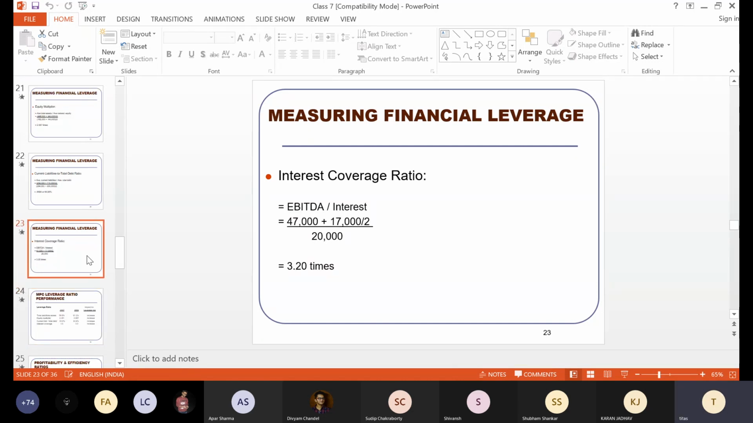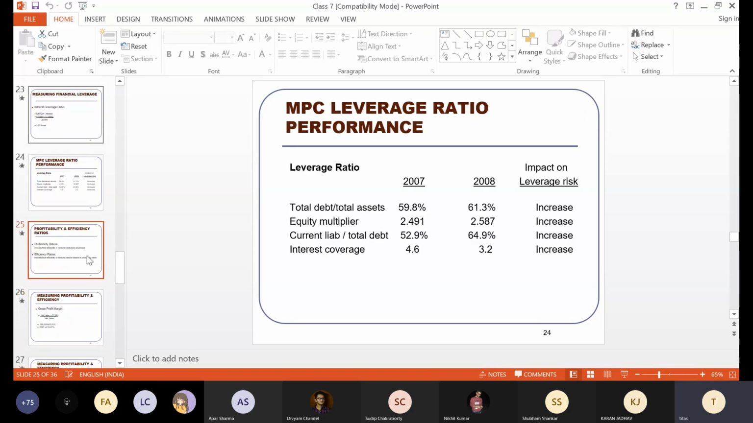Then another thing is your interest coverage ratio. It is your income just before interest, divided by the interest. Earnings before interest, tax, depreciation and amortization, obviously excluding non-cash expenses, show how many times it covers your interest expense. It is 3.2 times earnings to your interest. So that means you are in a position to raise your debt. You have operating earnings so that you can bear the interest expenses. It is a very good interest coverage ratio. So you will be safer, with no risk, if you increase your debt level. So this is about the leverage ratio.